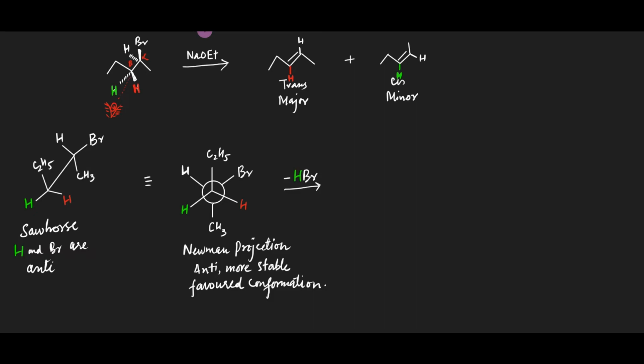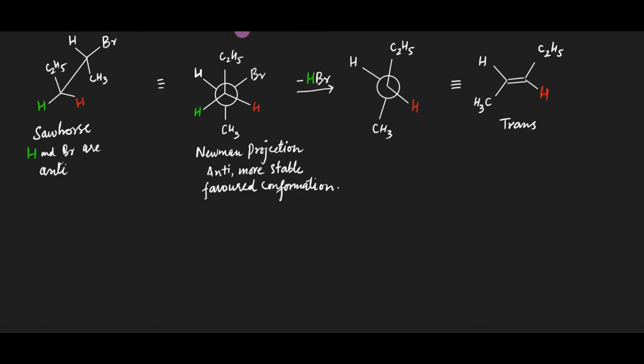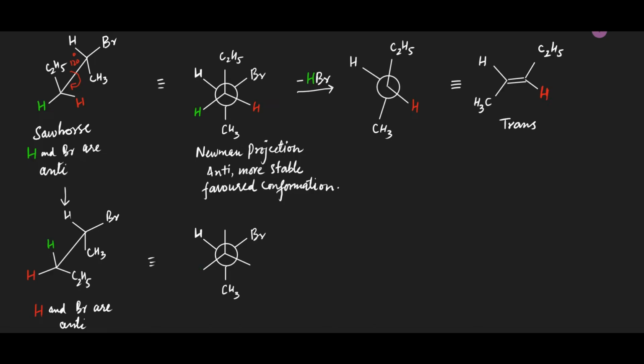After elimination of green H and Br, we get this product. Just stretch the front carbon with red H and ethyl group towards right, and put a double bond between two carbons. This is trans-alkene. To bring red beta hydrogen anti to bromine, we rotate the front carbon, so that now red H and Br are anti. We can convert this into Newman projection. It can be seen in this Newman projection that bromine is now anti to red beta hydrogen.